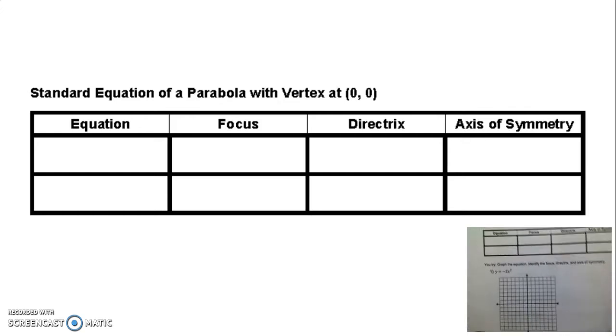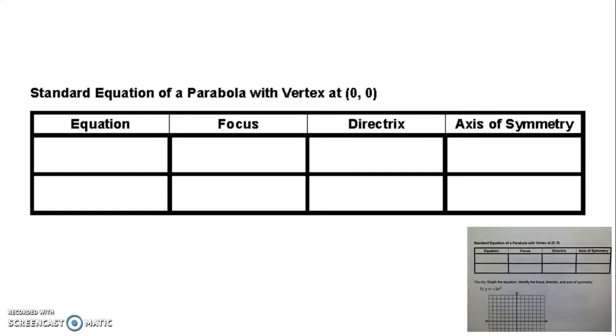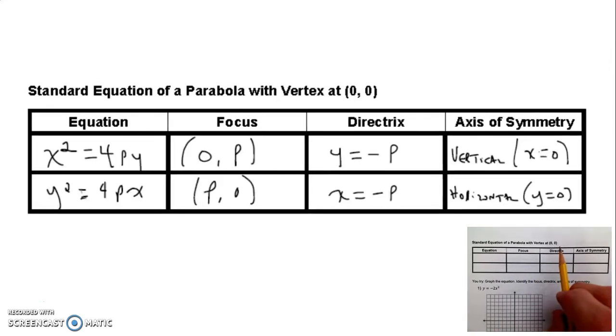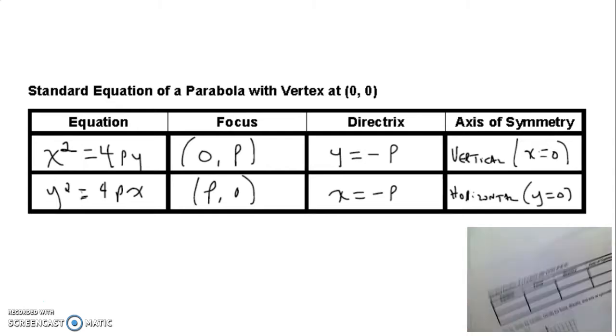So here's a table that you can use, and go ahead and fill this out in your notes. The standard equation, and then how to locate the focus, the directrix, and the axis of symmetry. Now we know that the vertex theoretically could move anywhere around in the coordinate plane. Today we're only going to think about parabolas when the vertex is at the origin, at 0, 0. So go ahead and fill this out in your notes.